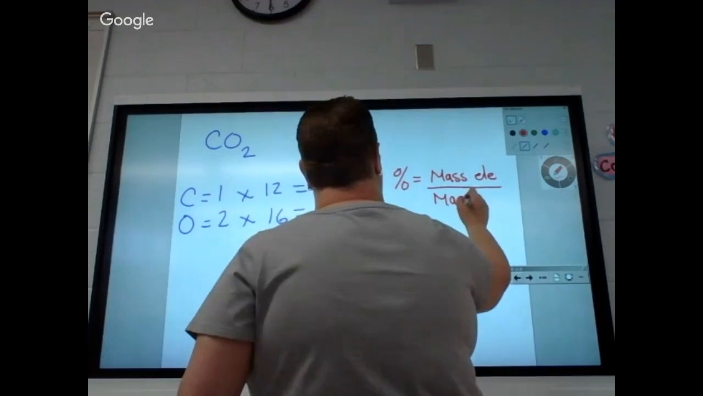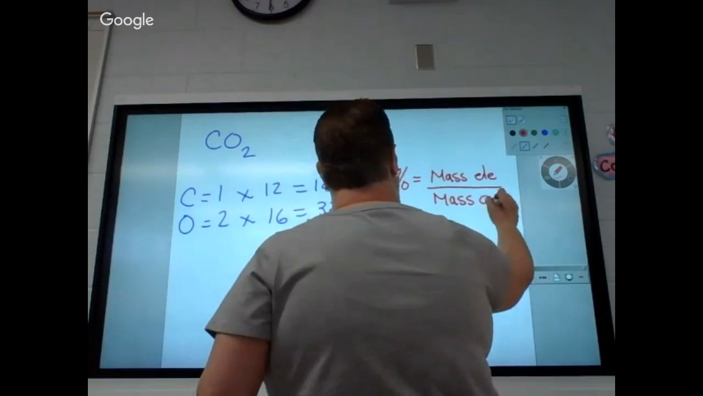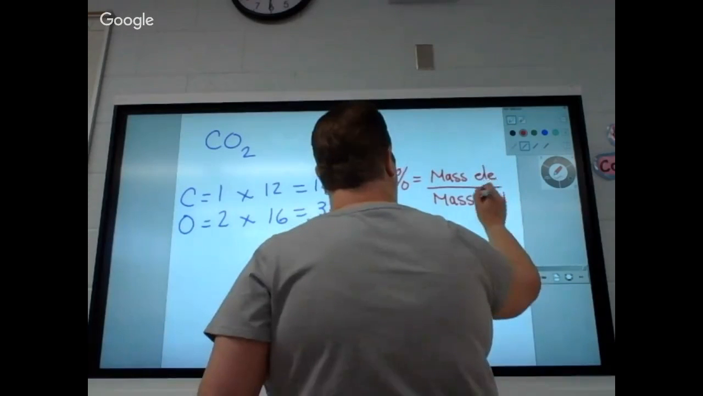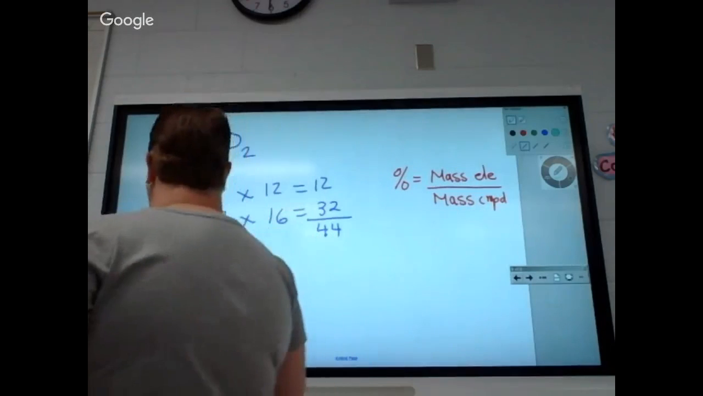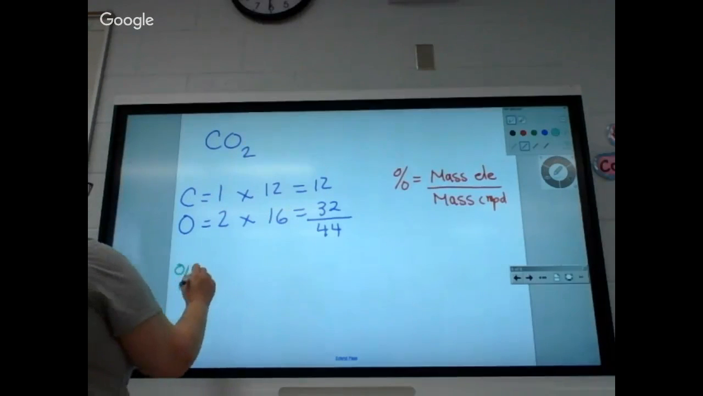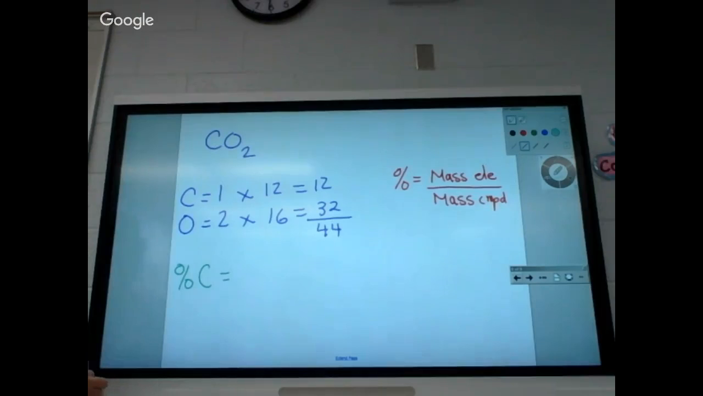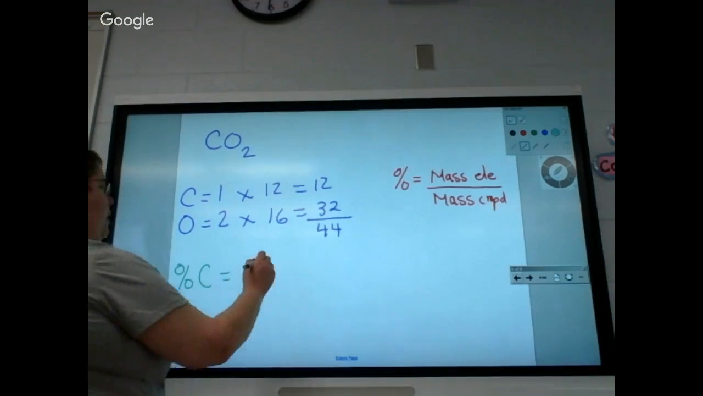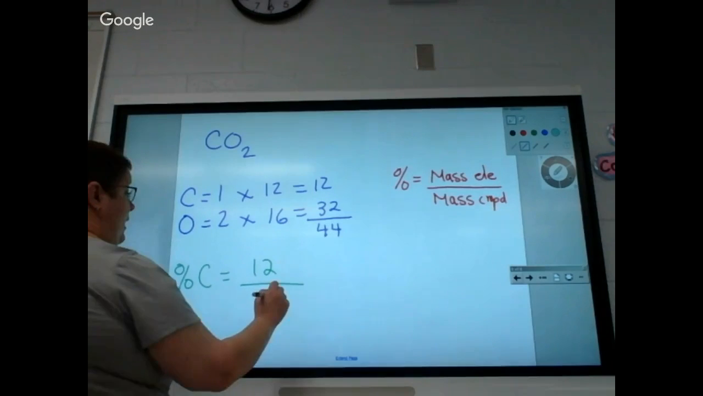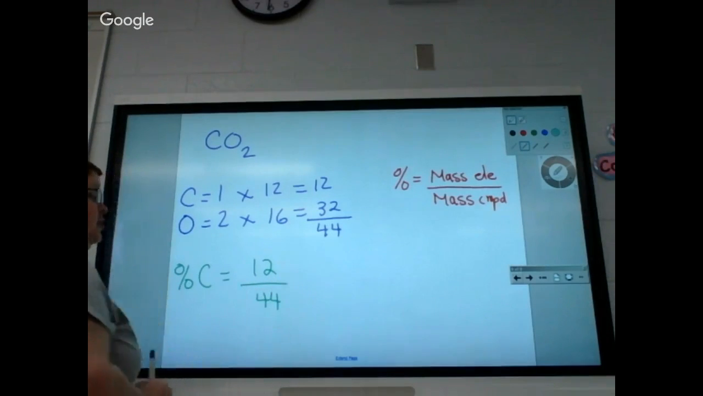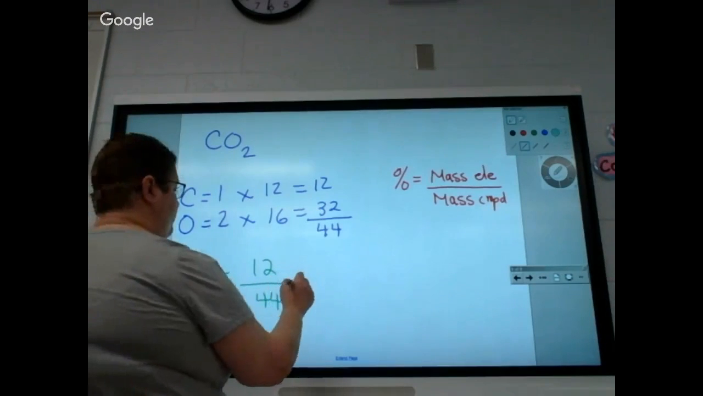Now, to find the percent composition, you always take the mass of the element over the mass of the compound. So, for my percent carbon, what is my mass of my element? 12, over my mass of my compound. Now, I'm finding a percent, so what do I have to do to make it a percent? Times 100.